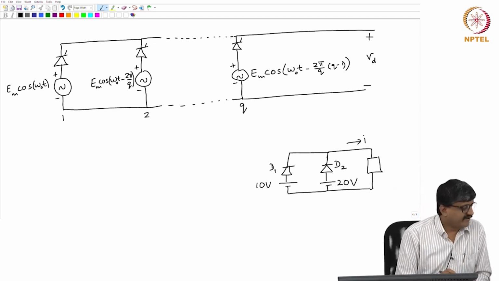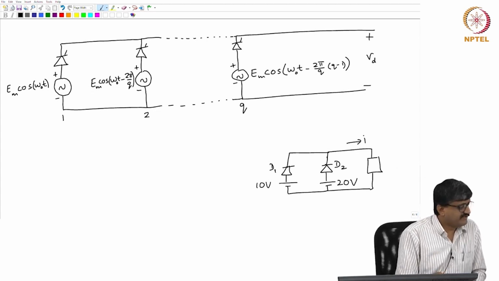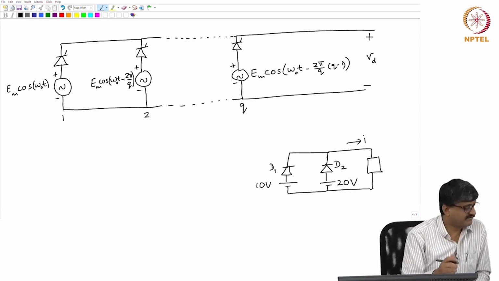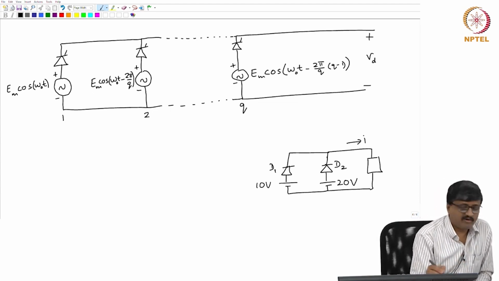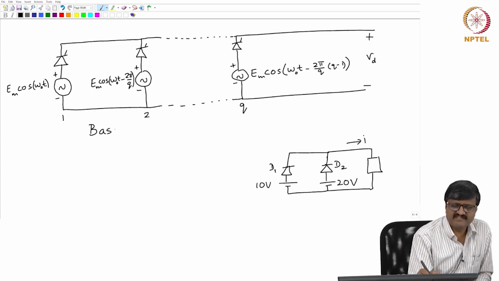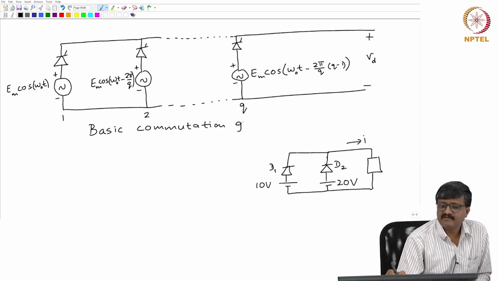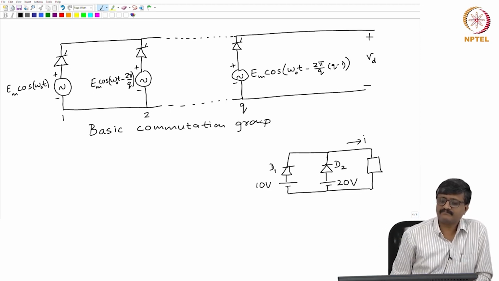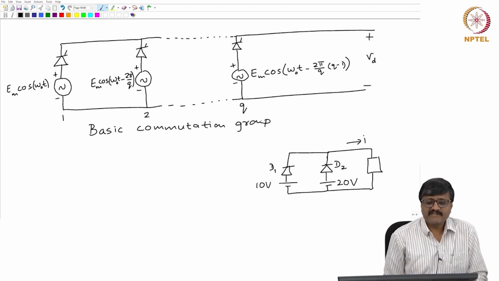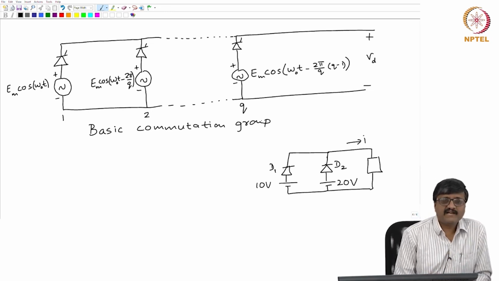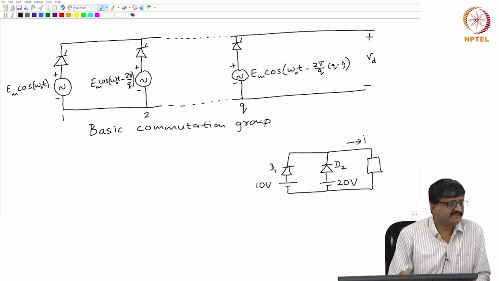We give a name for this particular circuit, which has q such combinations of a thyristor and a voltage source. We call this a basic commutation group. This is just a name, basic commutation group. So, the idea is to build a circuit which has a waveform on the DC side close to the desired waveform, that is a constant value.